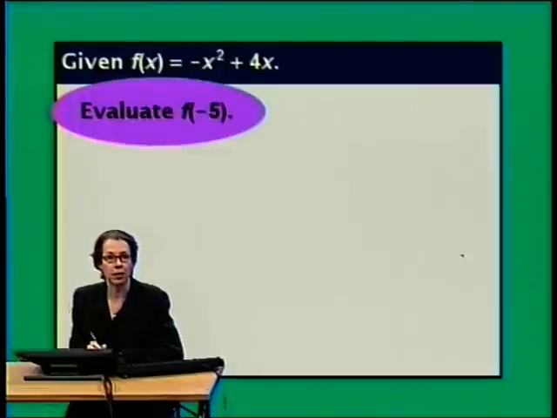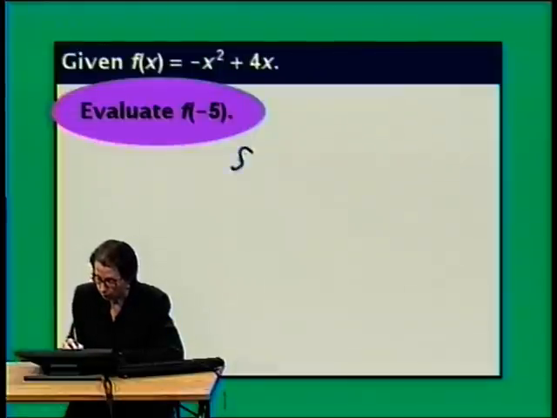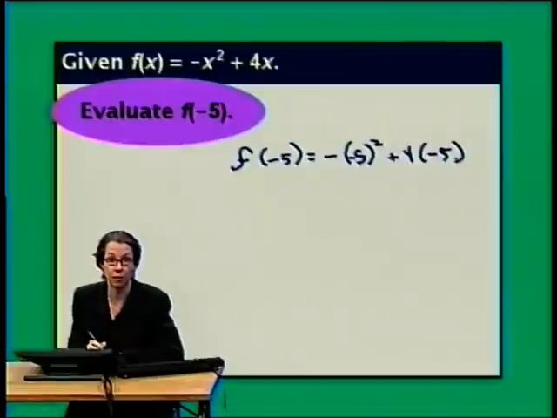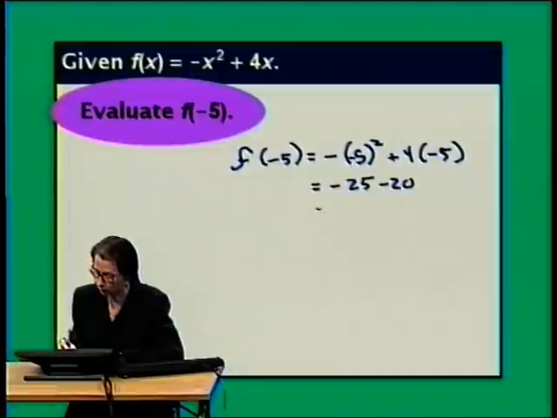Now a little bit of practice with function notation. We have the function f of x equals the opposite of x squared plus 4x. We're asked to evaluate f of negative 5. Well, f of negative 5 is going to be the opposite of the square of negative 5 plus 4 times negative 5. This is just like evaluating an algebraic expression. So I have the opposite of 25 minus 20, and that's negative 45.